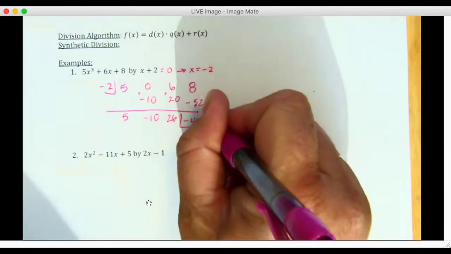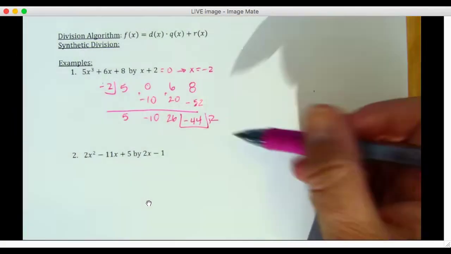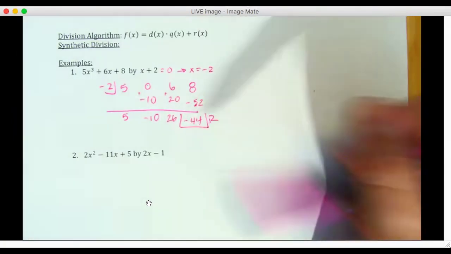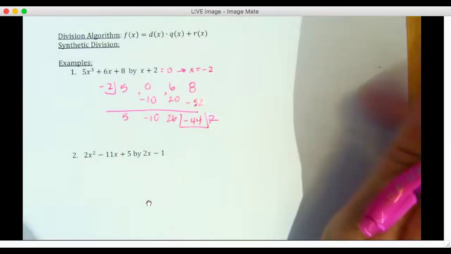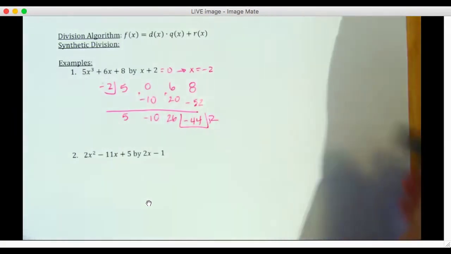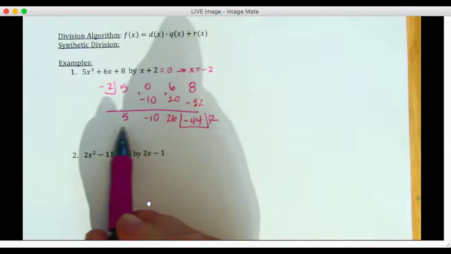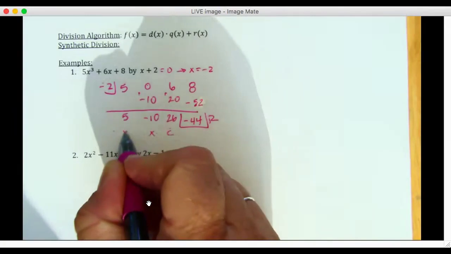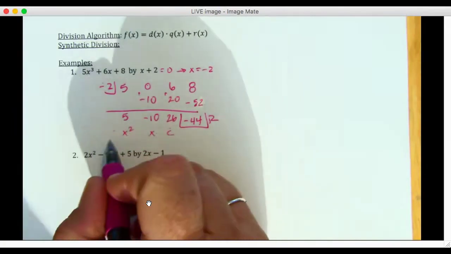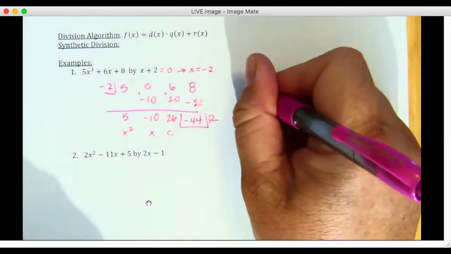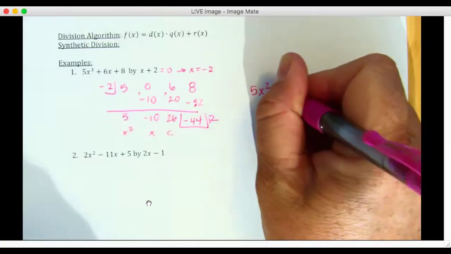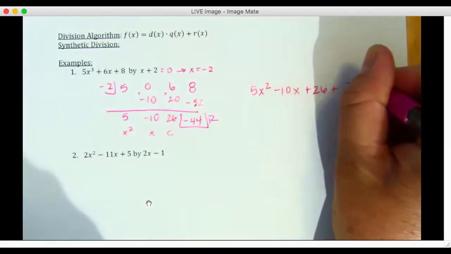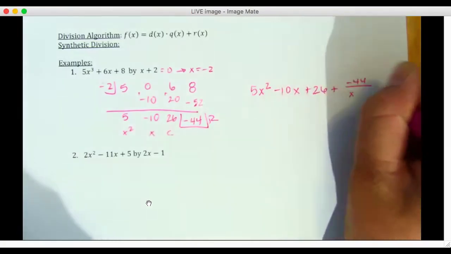And that last number is our remainder. So if that last number is 0, then that means it divided evenly, just like we saw with long division. But if our remainder is a number, that means we still have something left over. It did not divide evenly. And then how we translate this back into a polynomial is this is our remainder, this is our constant, our x squared. And if I had more terms going this way, that would be x cubed and so on. So my answer is 5x squared minus 10x plus 26 plus negative 44 over x plus 2.